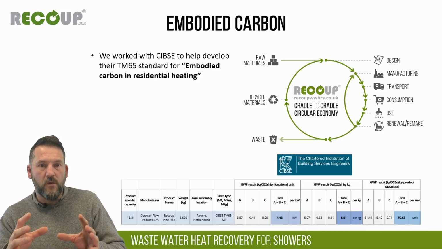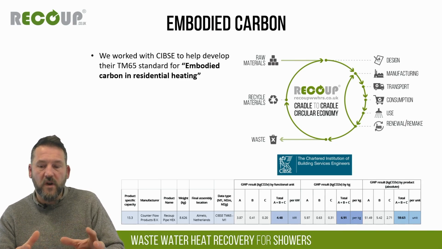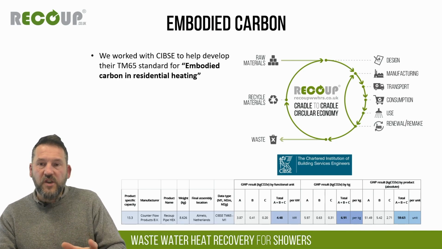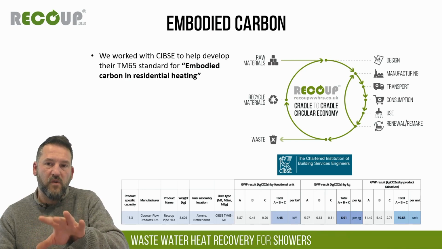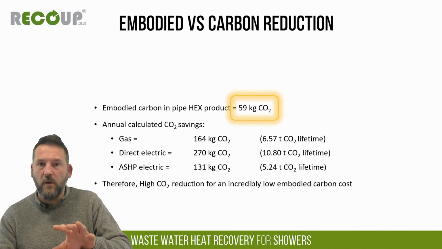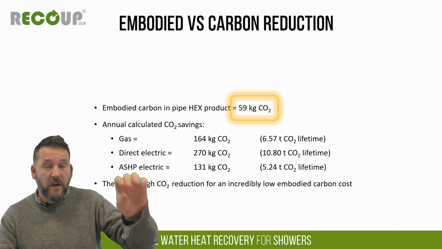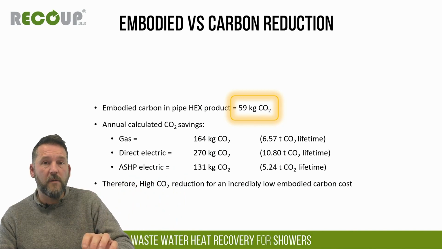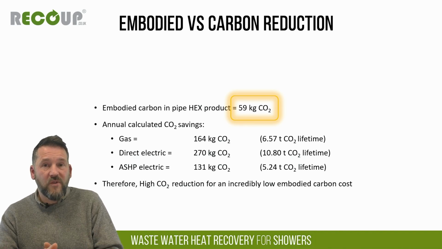which has been measured for these products, so this is the TM65, which is the CIBSE standard for embodied carbon measuring, which we worked with CIBSE to help develop by giving them some data on our product. So we got an early calculation on our embodied carbon for the pipe hex product, which you can see at the bottom there is 59.63 kilograms per product. I'll whiz through this because we're running quite a bit late, but as you can see, when you compare the amount of embodied carbon that goes into producing the product versus the amount of carbon that the product can save operationally per year just in a 3-bedroom home here, it really is very insignificant.